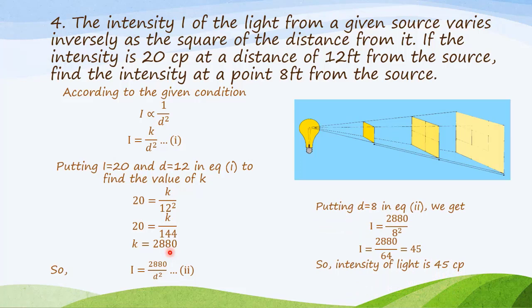Now we have to find the intensity at a point 8 feet from the source. So putting distance equal to 8 in equation 2, we get intensity is equal to 2880 over 8 square. Solving it for the value of I, we get 45. So the intensity of light is 45 candle power.